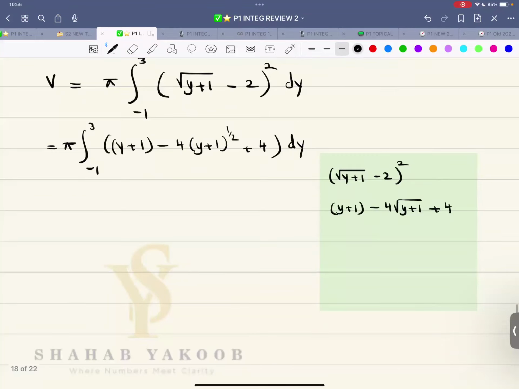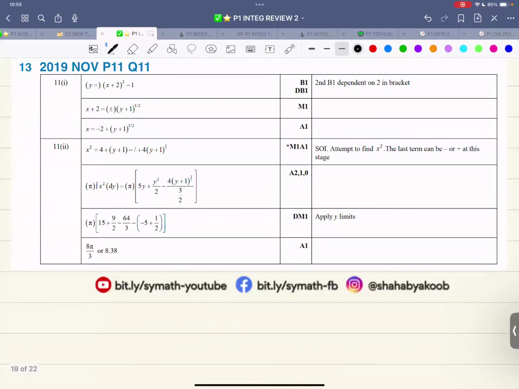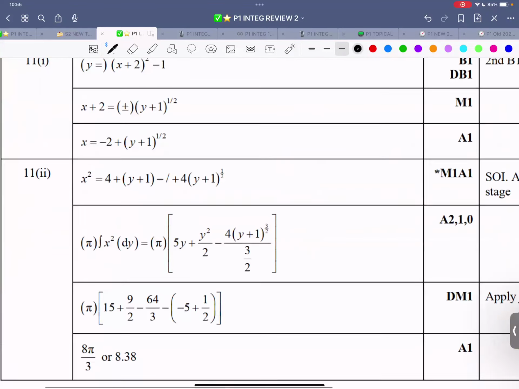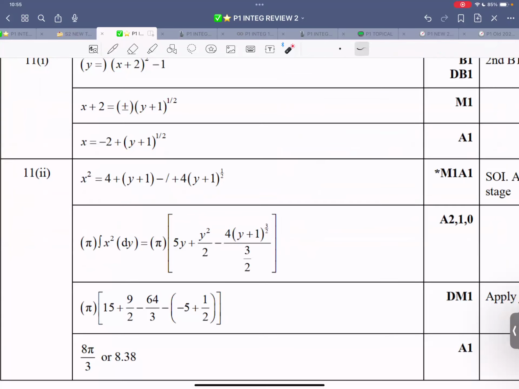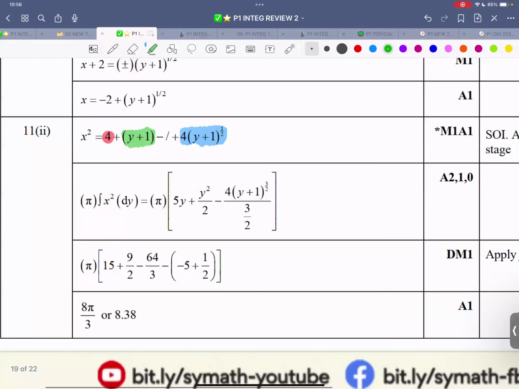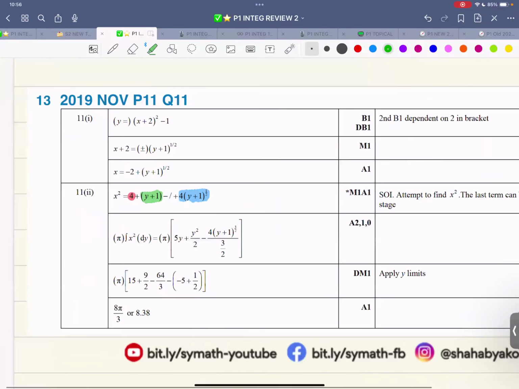Now let's double check the mark scheme. This is over here. After the squaring, we have this thing. Let me highlight this. This 4 was there, and then this 4 times y plus 1 raised to power of half was there. And what else is there? This y plus 1 is there. And then you would integrate each term, which is what you're supposed to do.